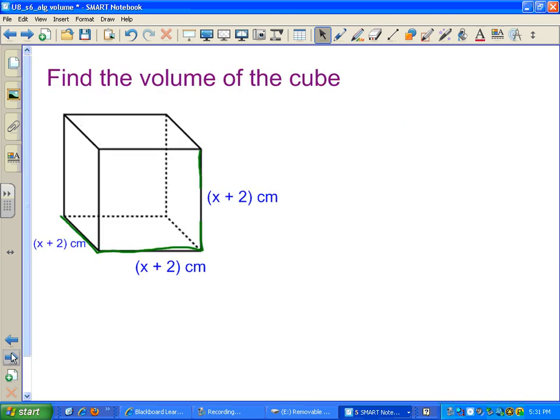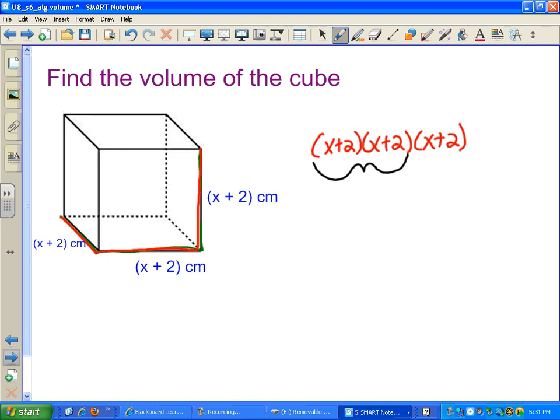I want to find the volume of this cube. Well, if it's a cube, that means the length, the width, and the height are all the same, and they are all x plus 2. So if I want to find volume, it's going to be length times width times height, meaning I'm going to take x plus 2 times x plus 2 times x plus 2. I'm going to start with the first two, x plus 2, and I'm going to multiply that out.